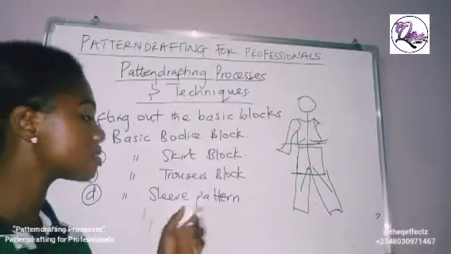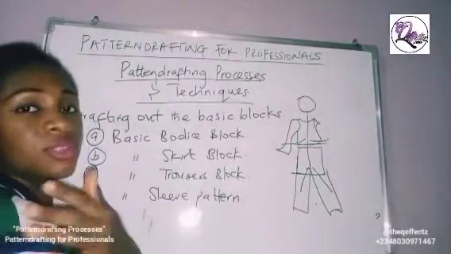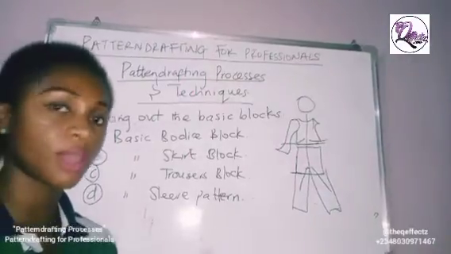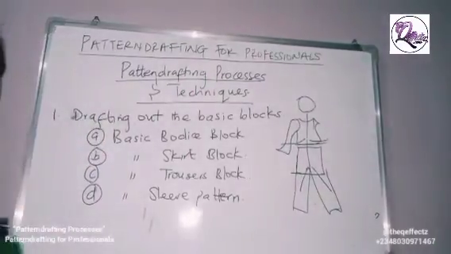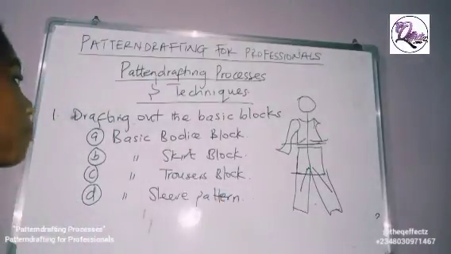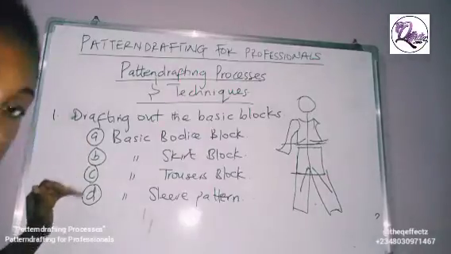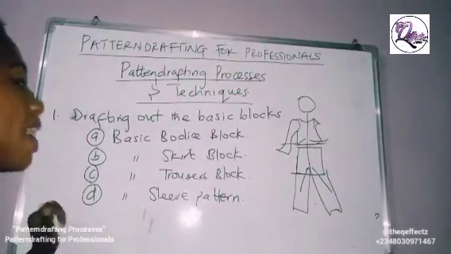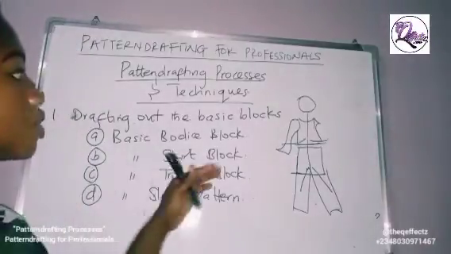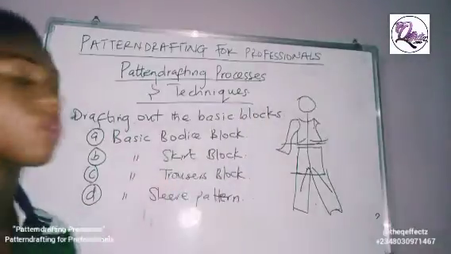Now, the reason why a sleeve is not called a block is because a sleeve has a front and a back together, so it cannot be called a block. All right. Okay, now if you have any questions about the basic blocks, you can always ask me. Now we're going to, of course, be looking at each of the blocks individually through this course, and then I'll show you other aspects of it. So the first step to pattern drafting is drafting out the basic block.